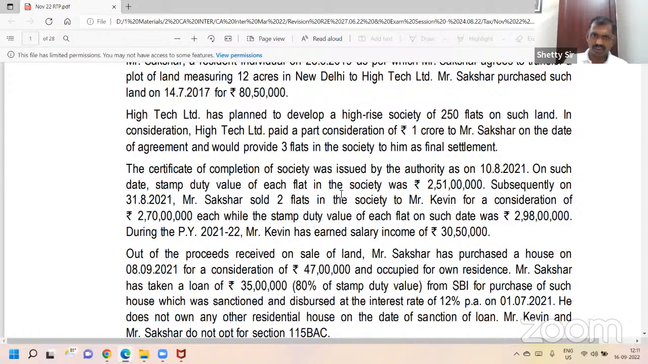Next, what should you check? Quick: stamp value, 110% in the stamp value.